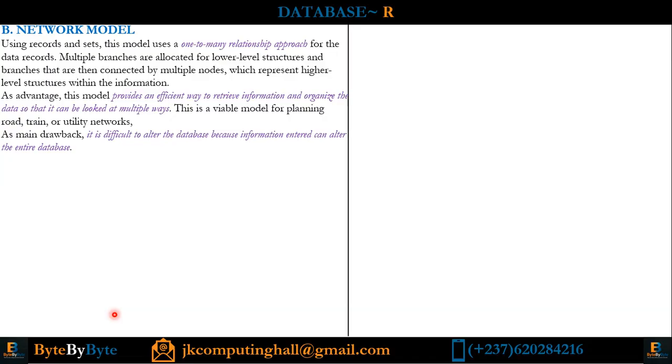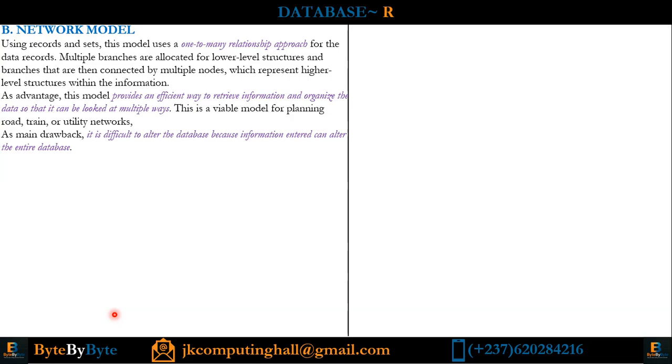The other model that we have is the network model. In the network model, using records and sets, this model uses one-to-many relationship approach for the data records. Multiple branches are allocated for lower level structures and branches that are then connected by multiple nodes. So in contrast to hierarchical model where a particular child node has only one parent, in network model a child node can have many parents.